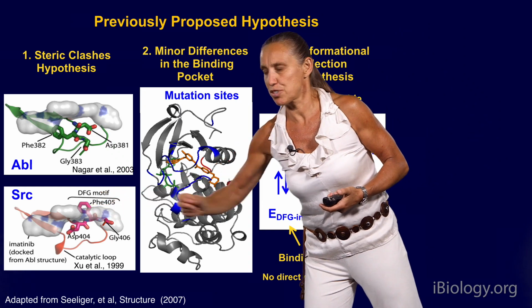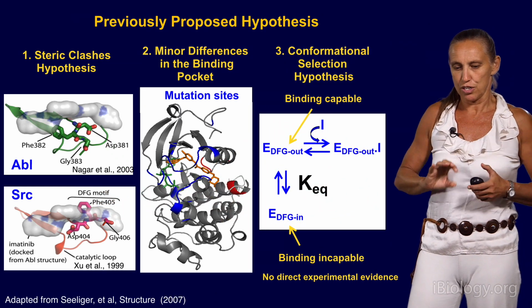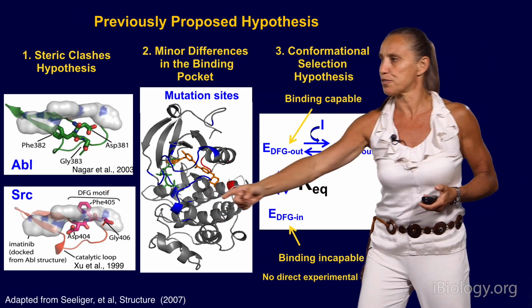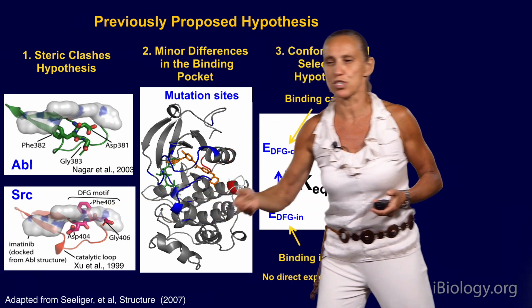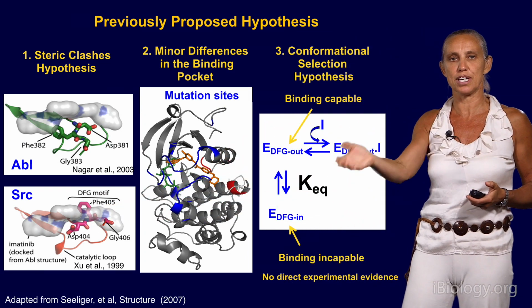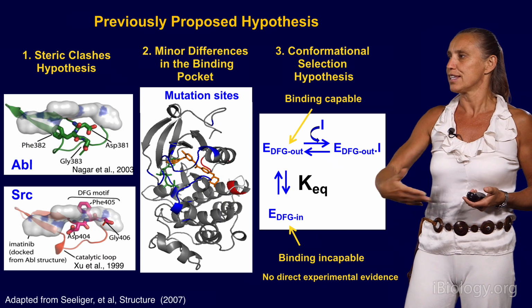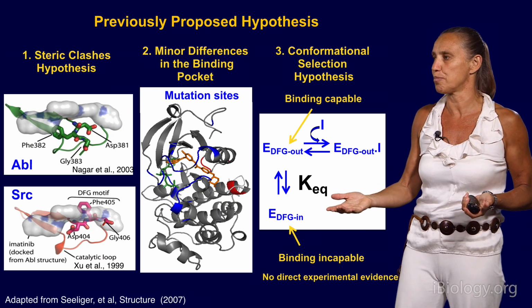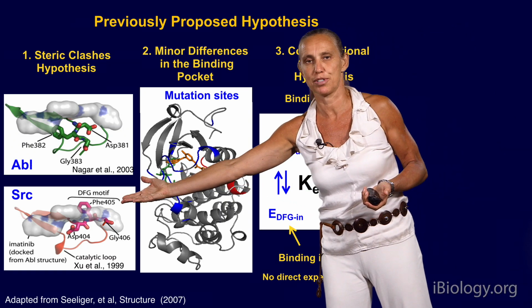When the Kern lab solved the crystal structure of Src, not bound to Gleevec, they found that this space was occupied by this DFG loop in the "in" position. And obviously, that led to a very plausible hypothesis, which is just a steric clash hypothesis.